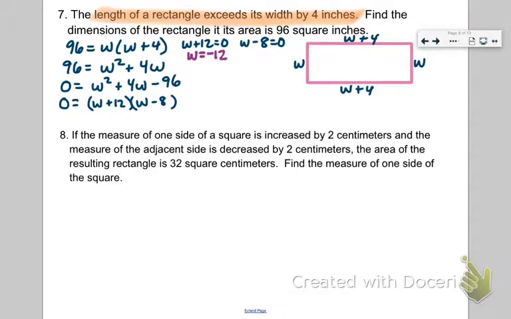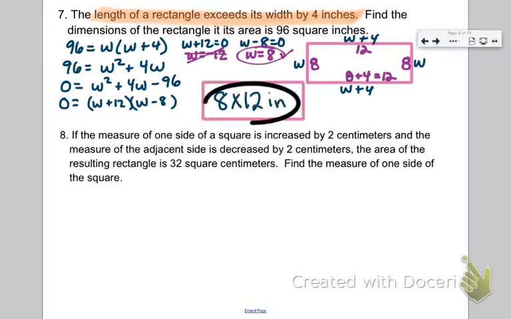Again, a negative value for the width doesn't make sense. We'll keep W equals 8 because it's positive. Plug it in for W to solve for the length. 8 plus 4 gives me 12, so my dimensions are 8 by 12 inches.